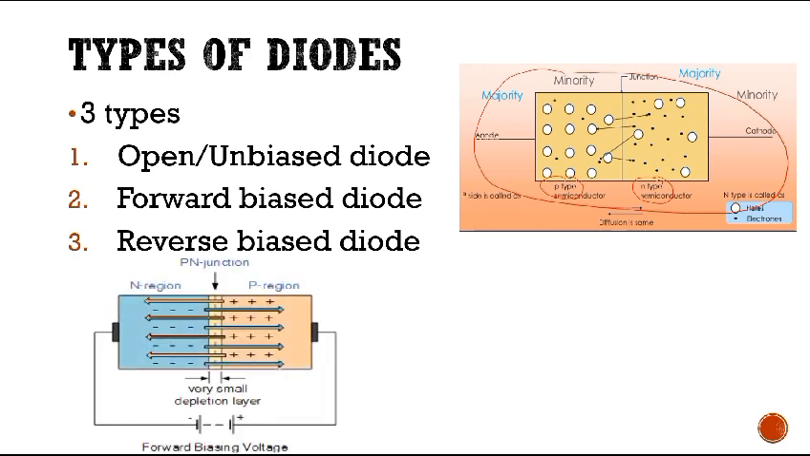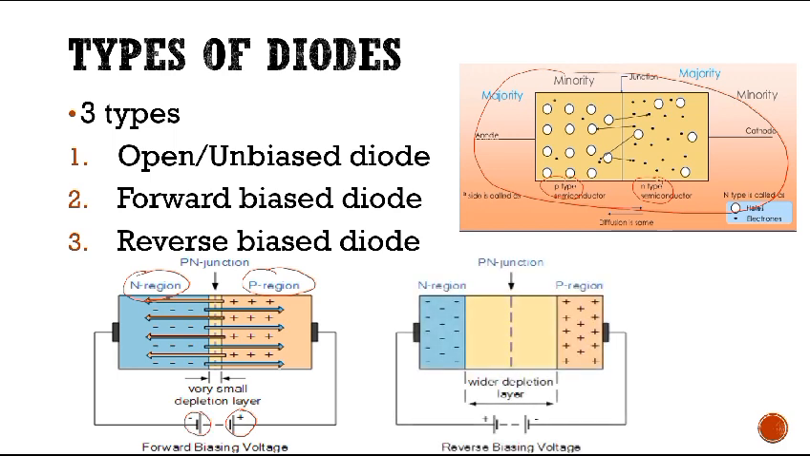Now look at this figure. This is a forward biased diode, in which the P region is connected to the positive terminal of the battery and the N region is connected to the negative terminal of the battery. Now look at this figure. This is a reverse biased diode, in which the P region is connected to the negative terminal of the battery and the N region is connected to the positive terminal of the battery.